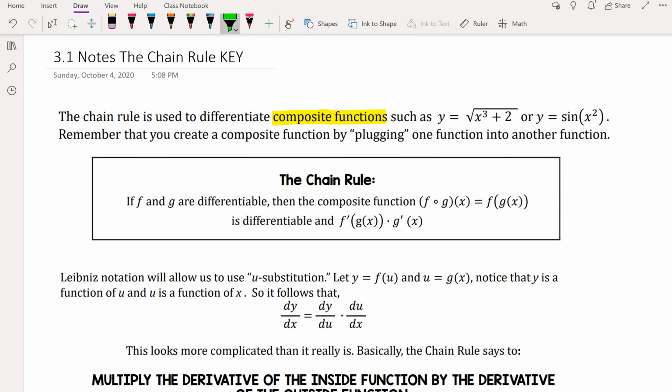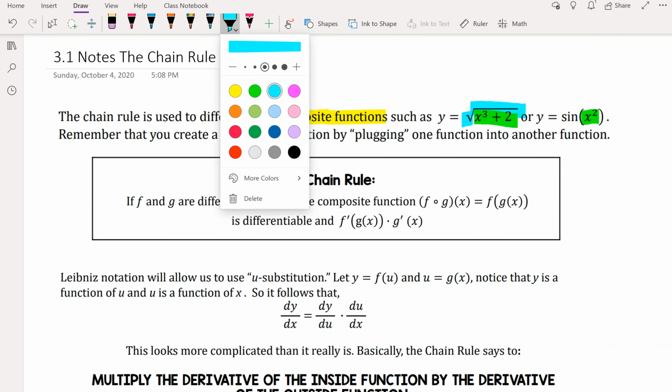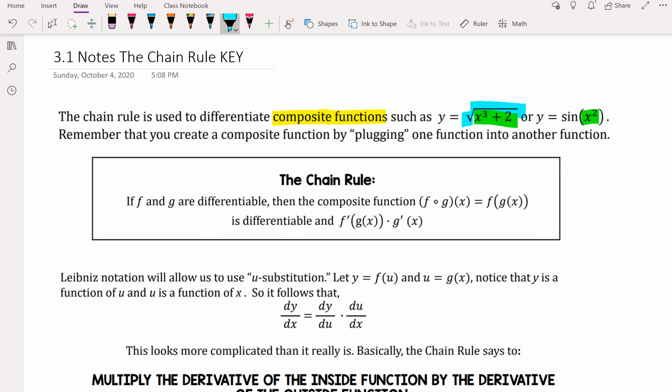We will always have a function inside another function. So let's look at this one over here. The function inside is x cubed plus 2, and it has been plugged inside our square root function. And then y equals sine of x squared, the function inside is x squared, and it has been plugged into sine of x. Okay, so we'll always have an inside and outside function for composite functions.